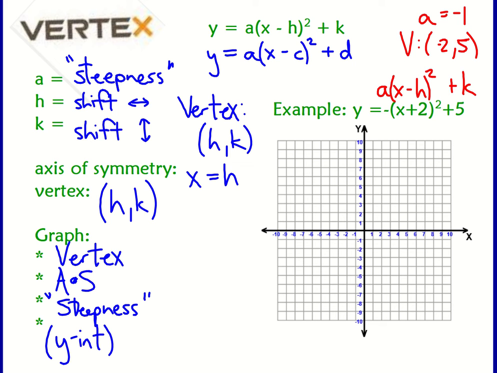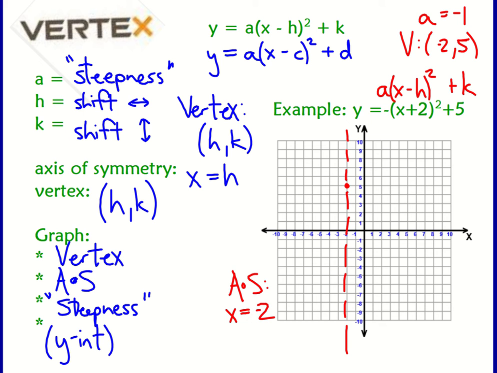So I'm going to start by putting the vertex on there at negative 2, 5, and then I can put the axis of symmetry. The vertex is always going to go through the axis of symmetry. So I know that the axis of symmetry is going to be, in this case, x equals negative 2. Let's see, I can write that right here. Axis of symmetry is going to be x equals negative 2.